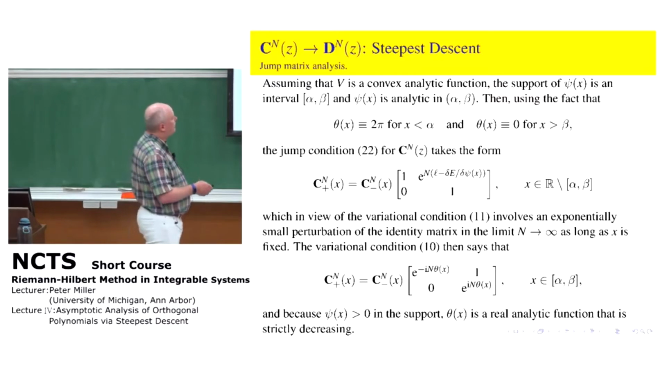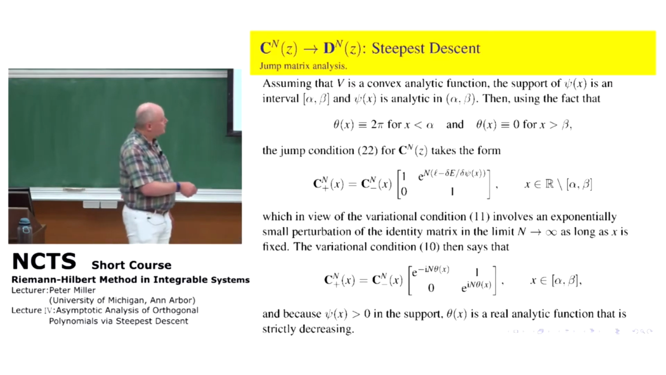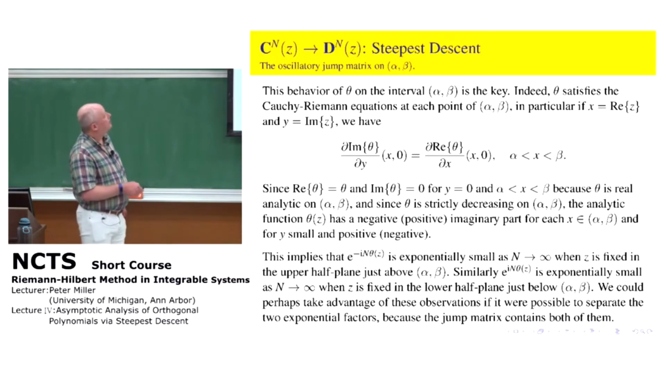So we're going to think about how to use that. This one already looks very good. This is like a small norm jump matrix, identity plus very small. This one is not, because it has these oscillations here, and we have to figure out how to deal with that. But we see that this theta is a real, strictly increasing function on that interval. Okay, so that's the key.